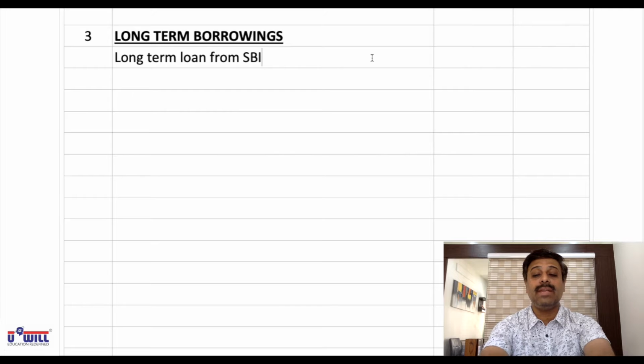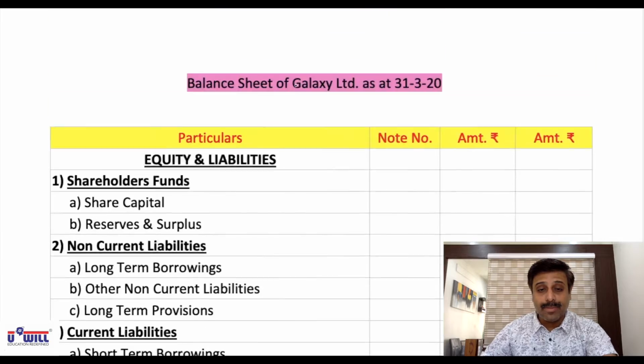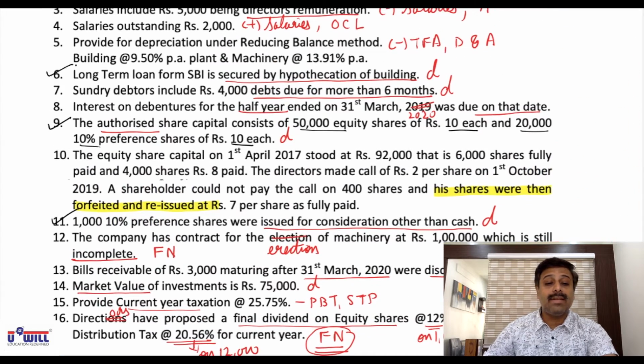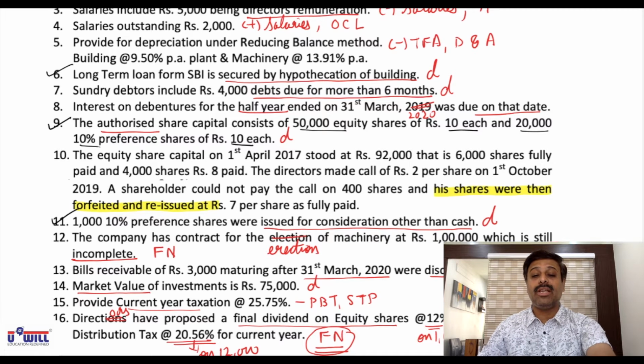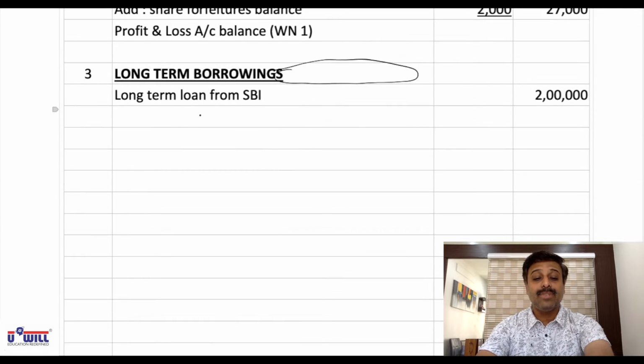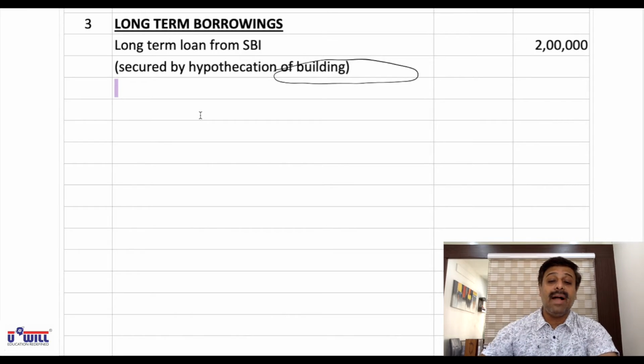Long-term loan from SBI, 2 lakhs. Now what is the disclosure given in the adjustment regarding the SBI loan? Sixth adjustment: it is secured by hypothecation of building, that we have mentioned in bracket. So in bracket, all of you write down secured by hypothecation. Hypothecation means mortgage of building. You have secured or mortgaged your building with the bank.